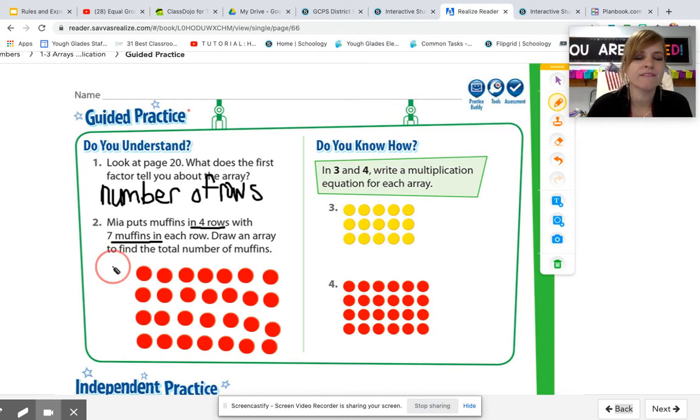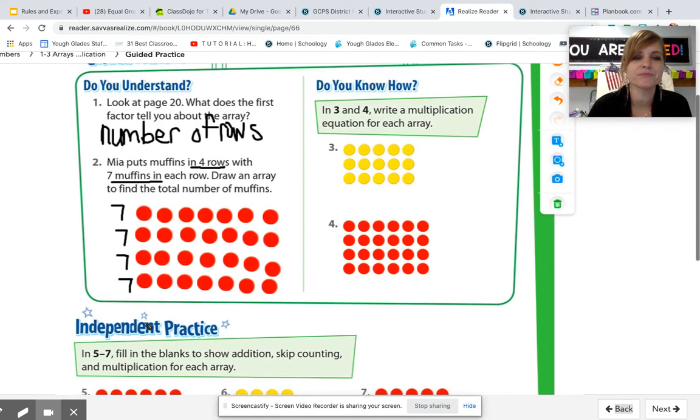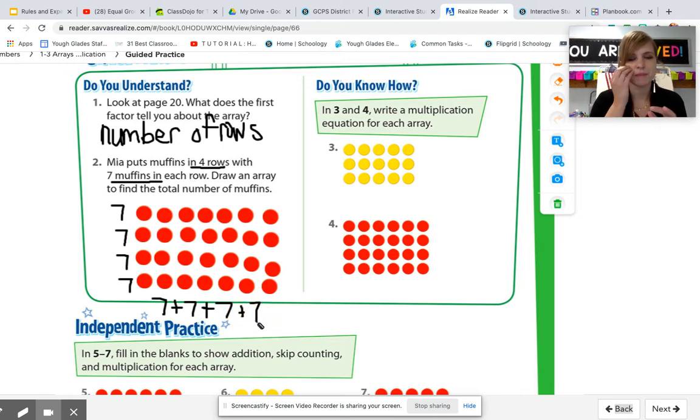So I know I have 7 here, 7 here, 7 here, and 7 here. So my repeated addition sentence would be 7 plus 7 plus 7. That's only 3 groups of 7. I need 4. There's my 7 rows. 4 rows of 7. So now I can add them together using repeated addition.